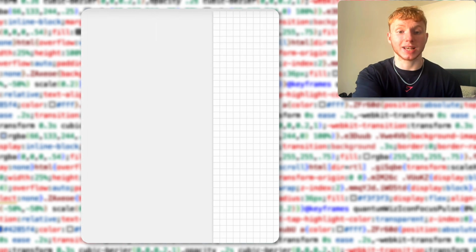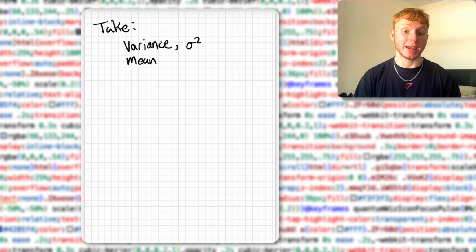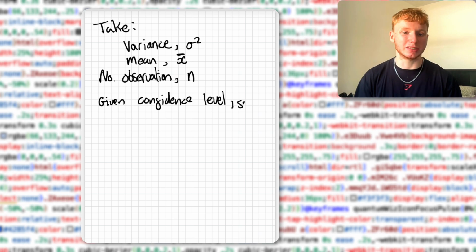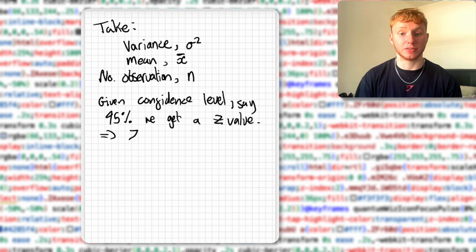Now, we work this out from a normal distribution. We will take the variance, the mean, and the number of observations. Depending on the percentage confidence we have, maybe 95%, we associate a z value to it, which you can look up the exact z value for.